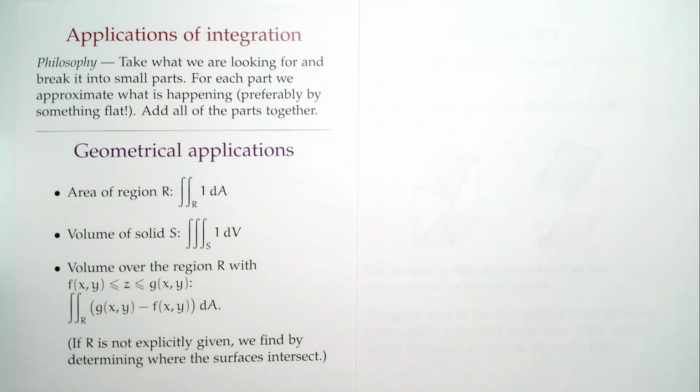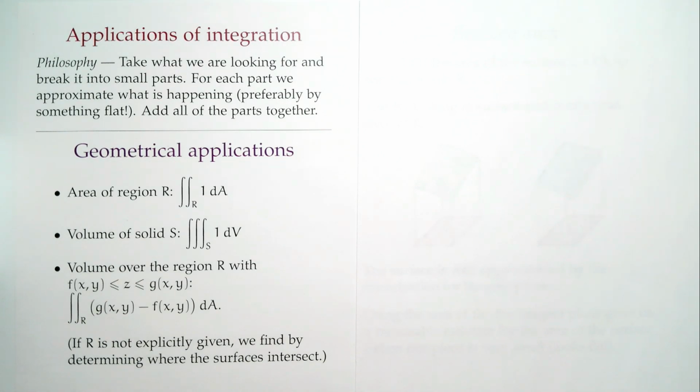Now, we have some geometrical applications that we've already done. One of the things we started with integration says, if I want to find the area of a region, all I need to do is integrate 1 over that area. And I get the number. If I want to find volume, we didn't say it explicitly, but we can go ahead and just say it right now. If I have a shape, if I want to find the volume, I can just integrate 1 dV, and that finds the volume of my shape.